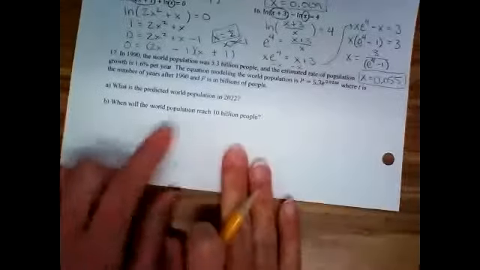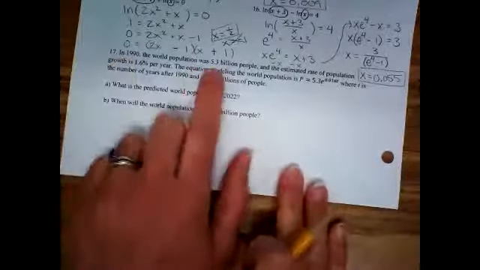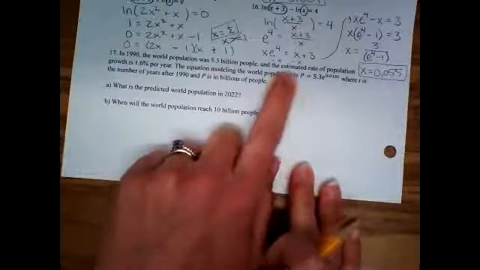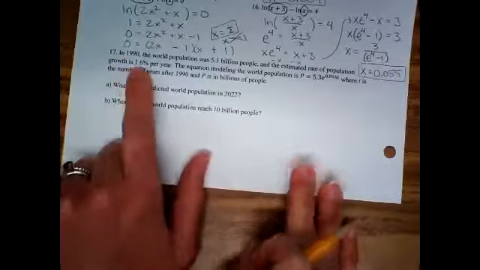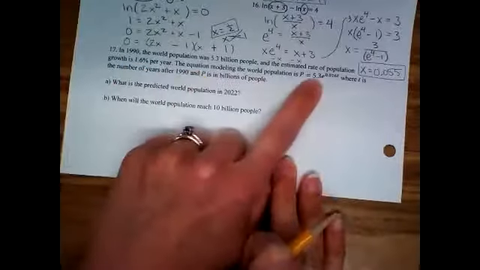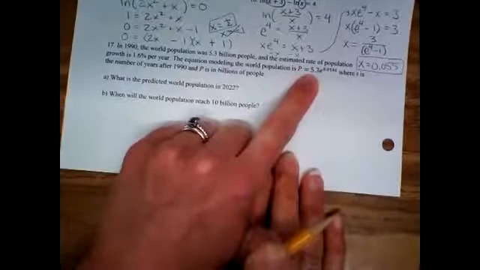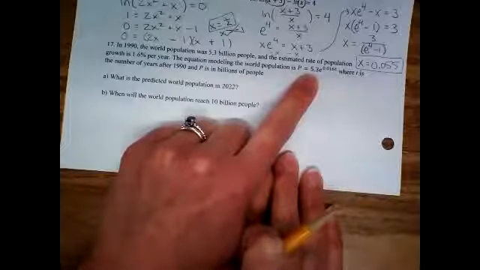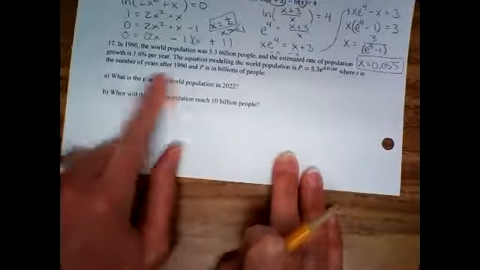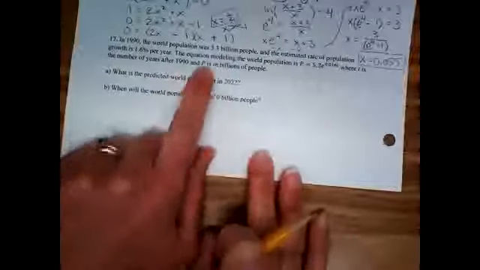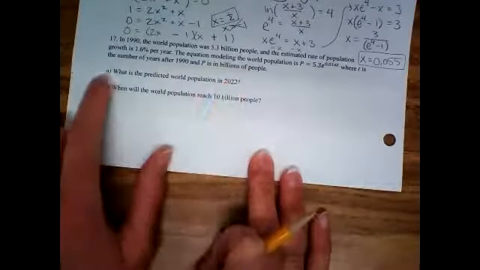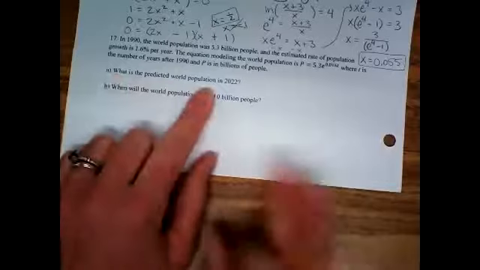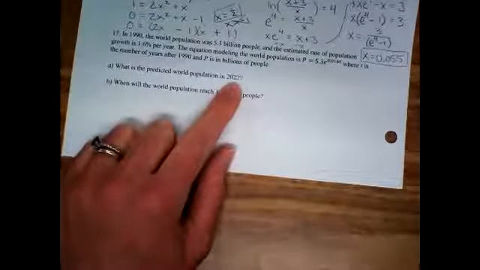All right, last one. We're going to do a word problem. In 1990, the world population was 5.3 billion people. The estimated rate of population growth is 1.6% per year. Here's the equation that models it. Does that look like PERT to you? Because it is, okay? T is the number of years since 1990. P is the population in billions of people. All right, letter A. What is going to be the predicted world population in 2022?